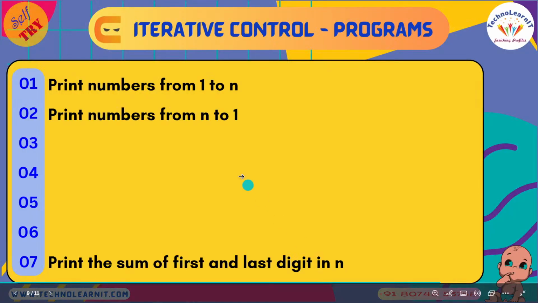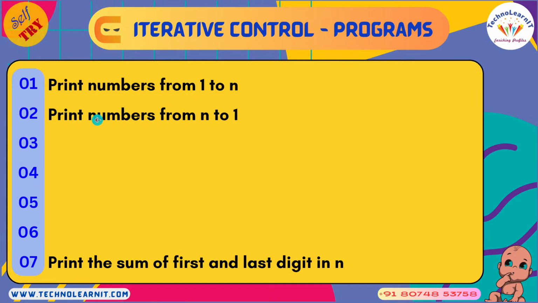All right. This is what the second statement asks us to achieve. Print numbers from 1 to n to 1. Okay. First one is an example of incrementing trend, and the second one is an example of decrementing trend.